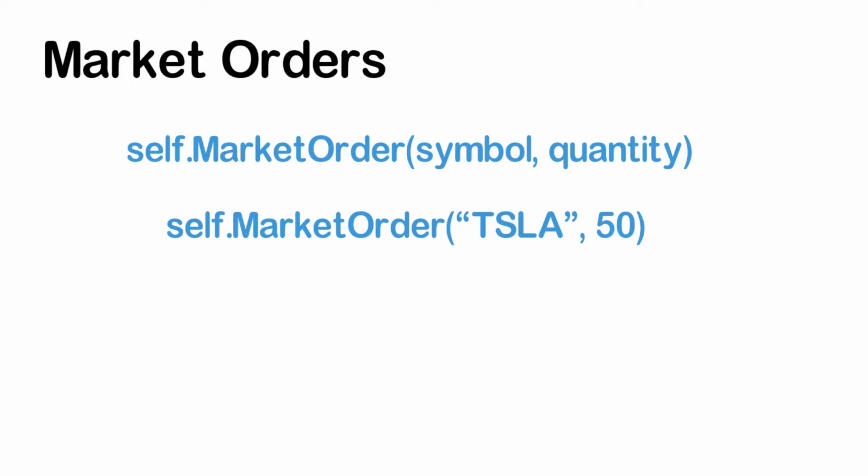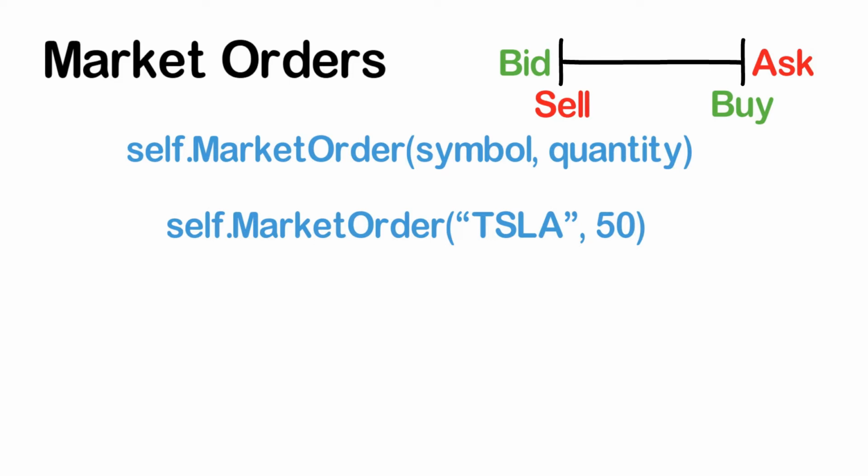Since market orders usually fill right away, you can't really update them after they are sent. To make things as realistic as possible, QuantConnect does account for the spread. This means buy orders are filled at the asking price and sell orders are filled at the bid price. By default, the market order method is synchronous, which means that your algorithm will wait up to 5 seconds until the order is filled before moving on to the next line of code.